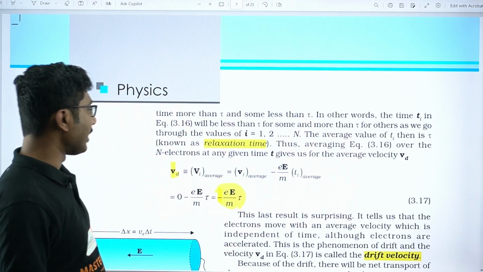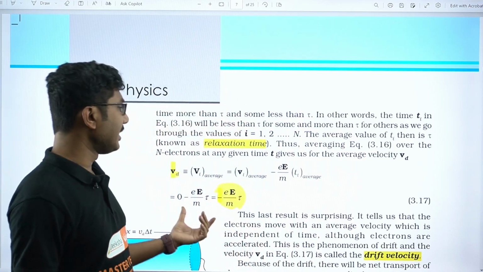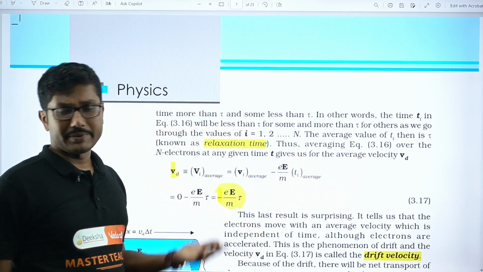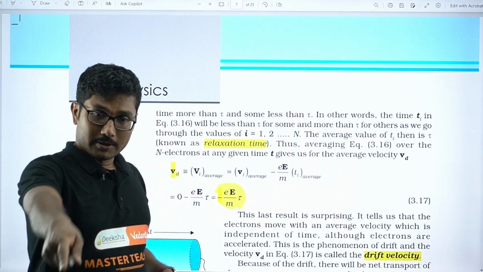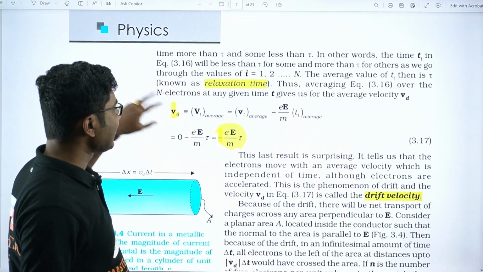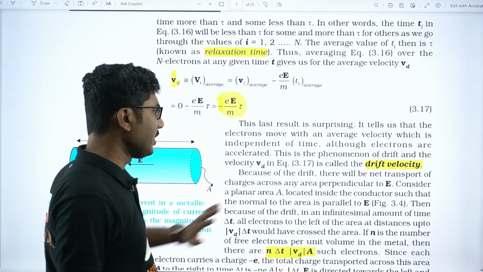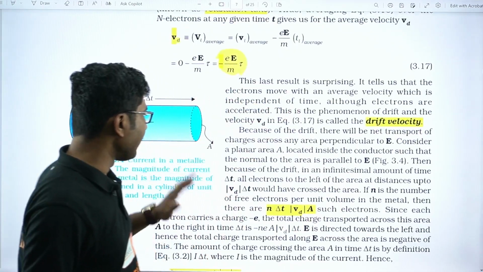This is a small derivation, not often asked, but you can remember it, because some competitive exam questions have come in the past. You can understand the concept of drift velocity from here. Only the definition is important.